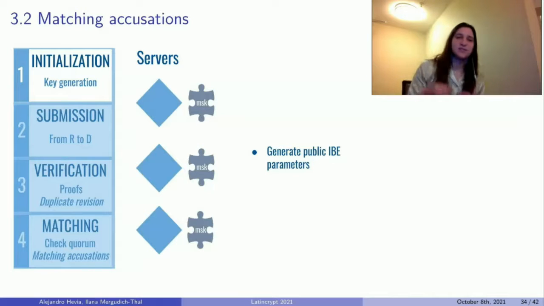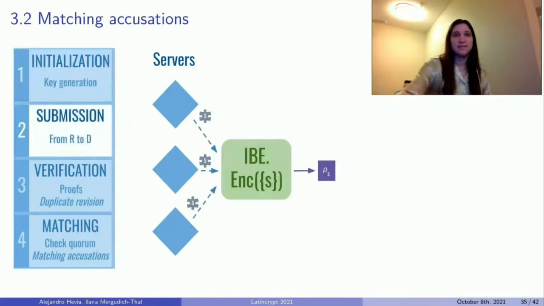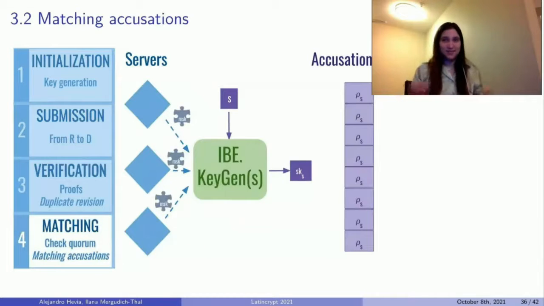Now, during initialization, the servers will generate a shared master secret key, and they will produce all the public parameters needed for IBE. Then, during submission, the servers will receive the shares of S, because everything else works as I explained before, and they will use these shares to encrypt for that identity S, and they will save this value. That can be public because it's an encryption, so it reveals nothing about S. And then once the quorum has been reached and the servers need to know which are the accusations against that identity S, the S at this point is public. They all know it because it has been revealed.